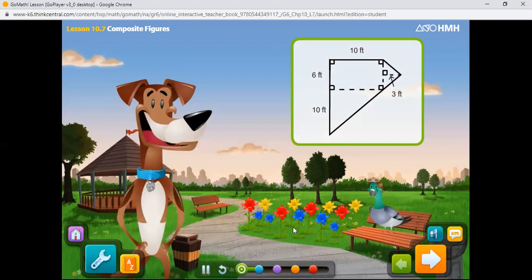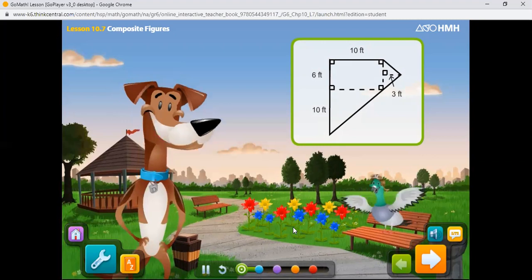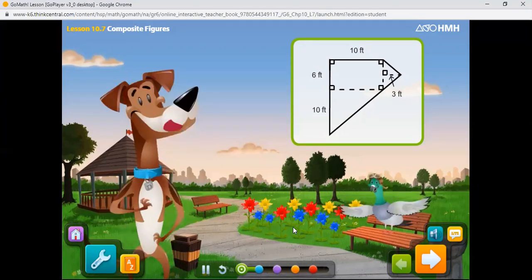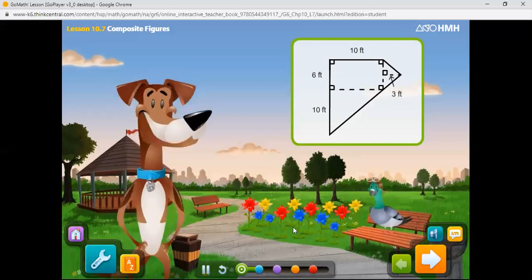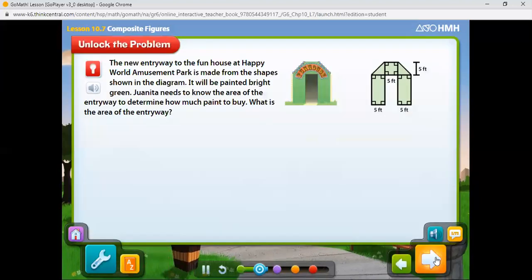Pamela and I know how to find the area of a rectangle and the area of a triangle. How could we combine them to find the total area of the whole garden? Come on, let's give it a try. Let's learn how to find the area of a composite figure.